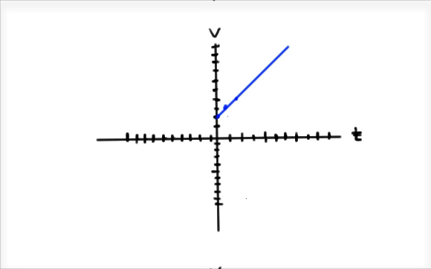And again, if we think about what the slope is in this circumstance, what's your rise? V, so your change in V over your change in T is your slope. But guess what? We already have a name for that. The slope is acceleration, right? The slope of this line is 1, and the acceleration on this is 1 meter per second squared.